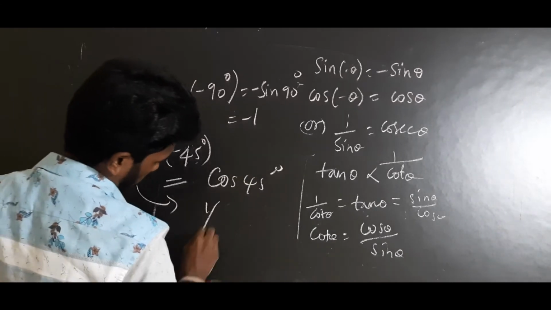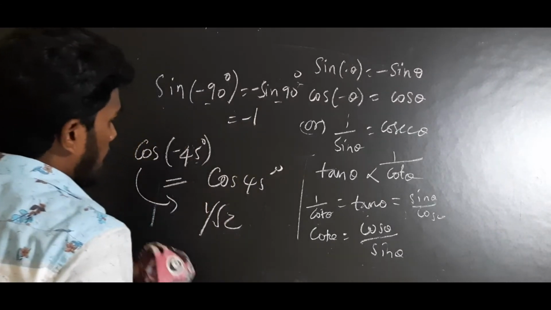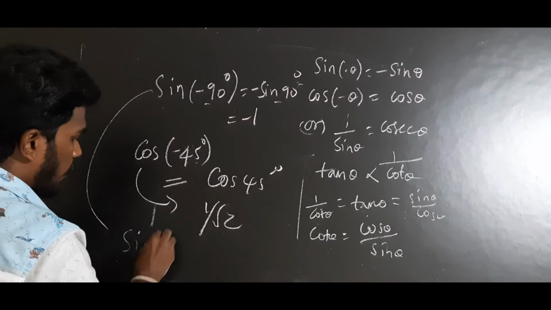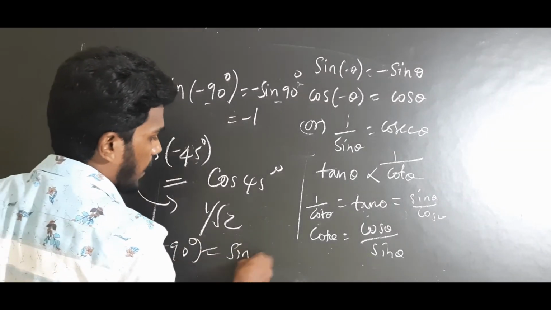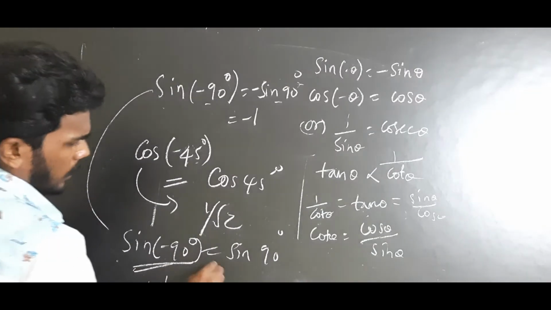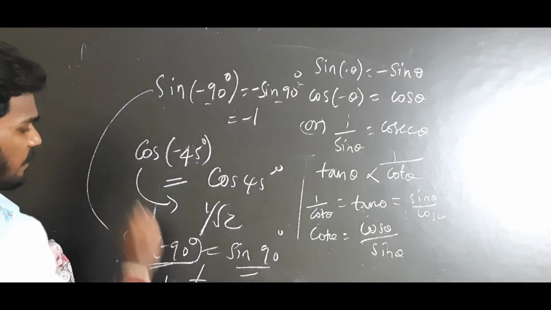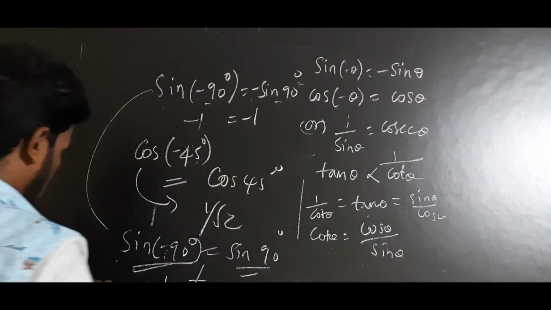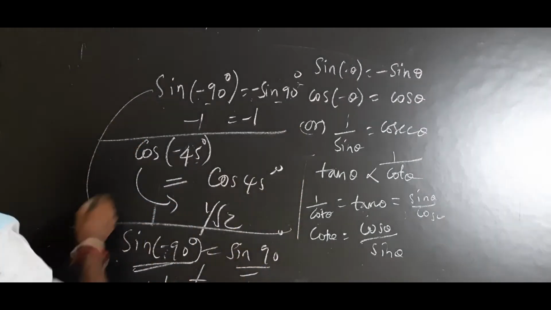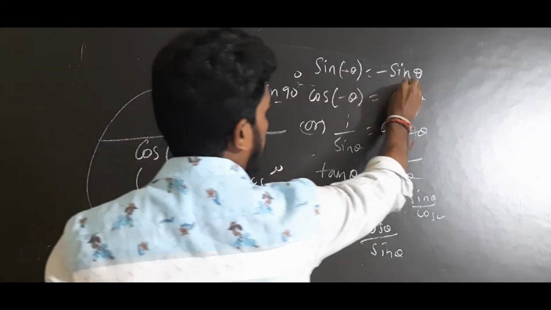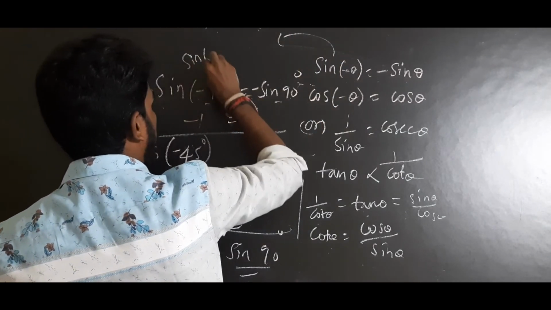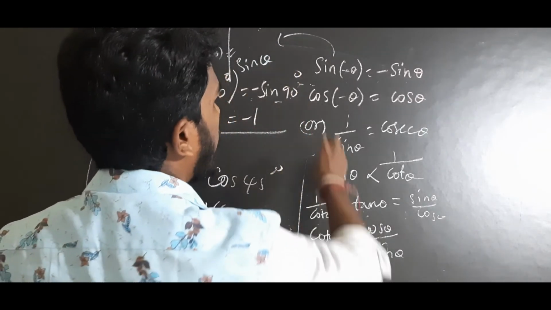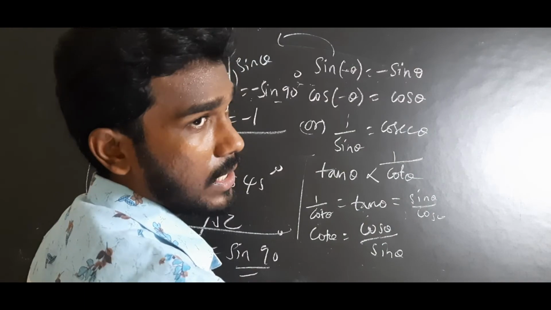Both this will have the same answer, 1 by root 2, but these two will have this minus 90 degree only is equal to minus of sin 90 degree. Here you cannot say sin of minus 90 degree will be equal to sin of 90 degree. Sin of minus 90 degree will give you minus 1, sin of 90 degree will give you 1. This is not equal. So when this will be equal is minus sin 90 degree. If you're going to put it as minus sin 90 degree, both will give minus 1. So you have to know this difference. Sin of minus theta will be equal to minus sin theta, or I can also say sin of minus theta is not equal to sin theta. It is equal only to minus sin theta, and cos of minus theta is equal to cos theta.